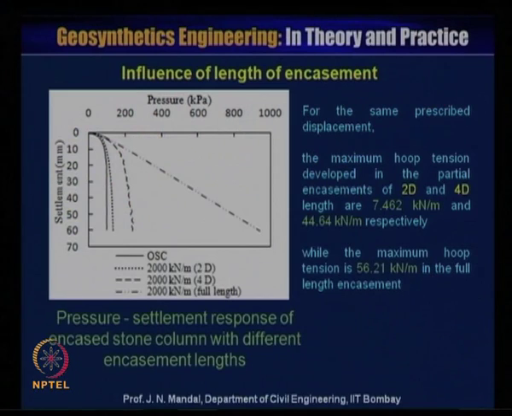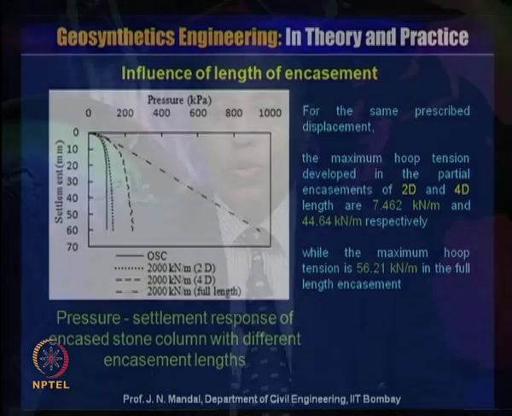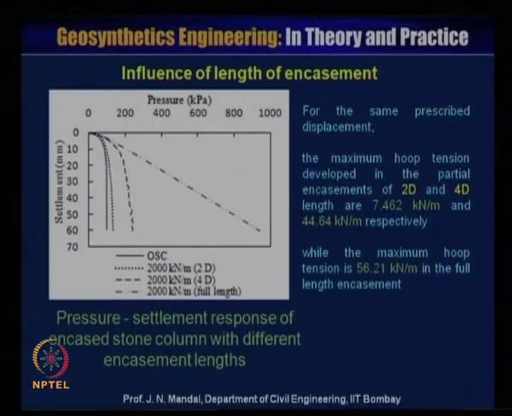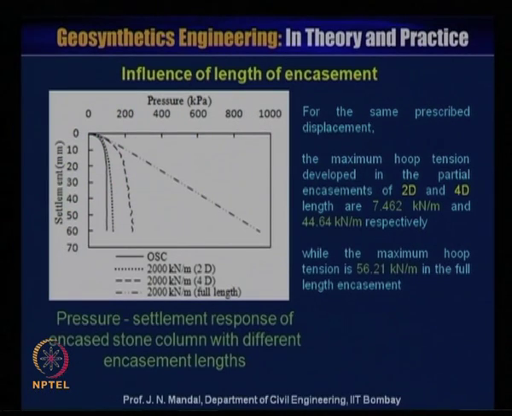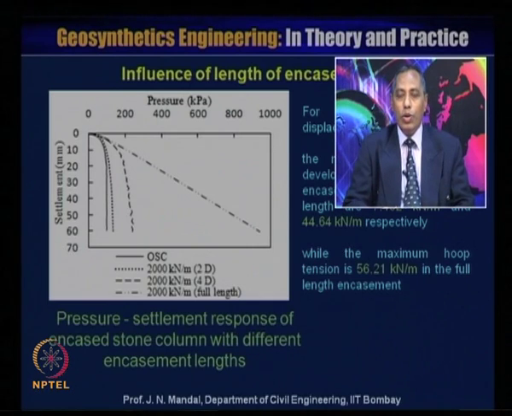Now, for the same prescribed displacement, the maximum hoop tension developed in the partial encasement of 2D and 4D length are 7.462 kilonewton per meter and 44.64 kilonewton per meter respectively, while the maximum hoop tension is 56.21 kilonewton per meter in the full length of the encasement. So, here also you can see that when you are changing the length of the encasement, the hoop tension also varies. That means hoop tension is also increasing substantially with the increase of the length of the encased stone column.